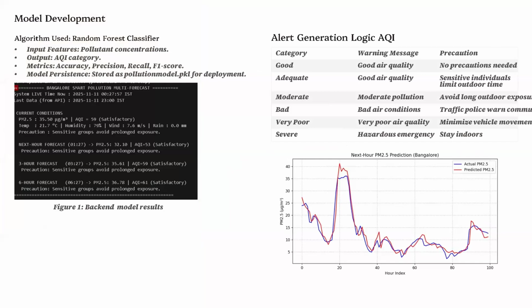As you can see in the image, we see the system live right now, and the last data which it has collected, in the current conditions, like the PM values, whether the air quality is satisfactory or good or bad. After that we made an alert generation logic for AQI: good, satisfactory, moderate, poor, very poor, severe, and it gives warning messages and precautions also. And here is the graph image where we can see the actual and predicted values of PM 2.5 of Bangalore.